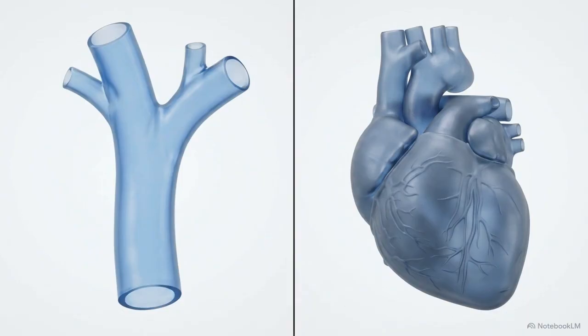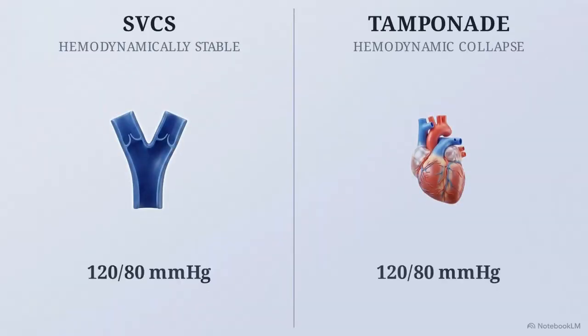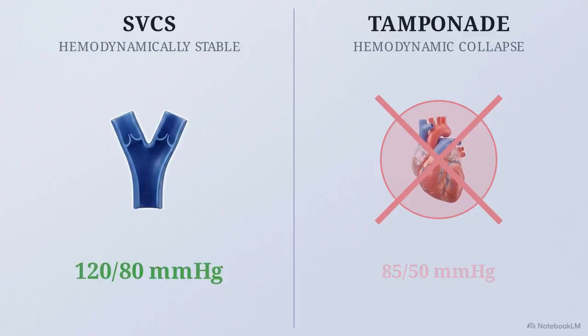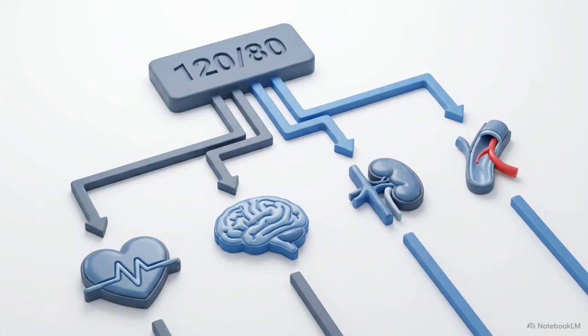You must quickly differentiate superior vena cava syndrome from cardiac tamponade, as both pathologies present with profound JVD and dyspnea. The critical divergence point is hemodynamics. Tamponade features severe hypotension and muffled heart sounds due to restricted cardiac output. Superior vena cava syndrome maintains normal systemic blood pressure, with edema strictly isolated above the chest. This hemodynamic stability dictates the diagnostic sequence.